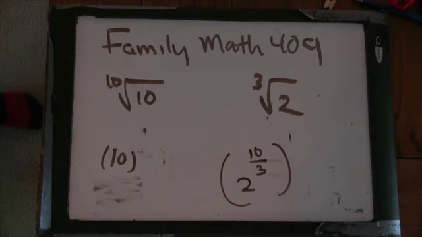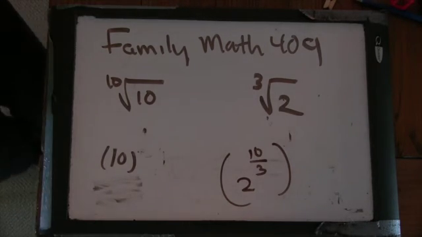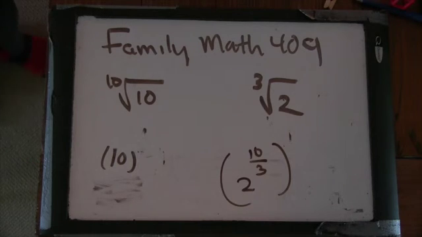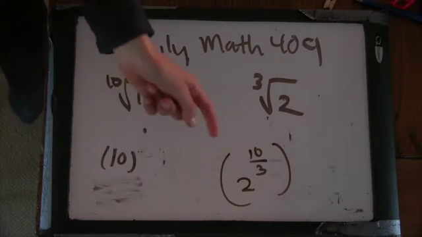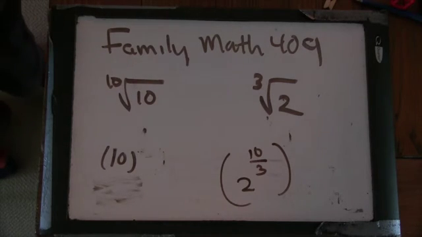So we have 10 and 2 to the 10 thirds. 2 to the 10 thirds is 2 to the 3 1/3. Just a little over 3. So this is around 2 cubed, which is going to be around 8. A little more than 8. And what about 10? 10 is 10. So it's also a little more than 8.